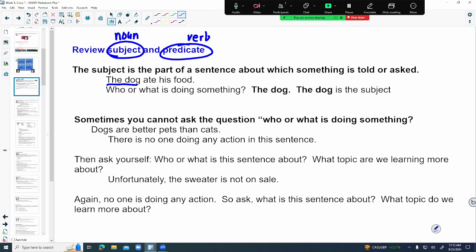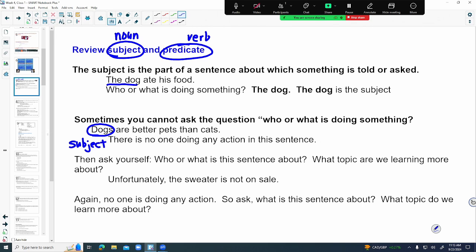But sometimes you can't ask who or what is doing something, because of what the statement is. For example, in the sentence, dogs are better pets than cats, you can't say who or what is doing something because nothing is doing anything in that sentence. There's no actual action. So in that case, you ask yourself, who or what is the sentence about? What are we learning about? We're learning about dogs, and we're learning that they're better pets than cats. So the subject in this sentence is dogs.